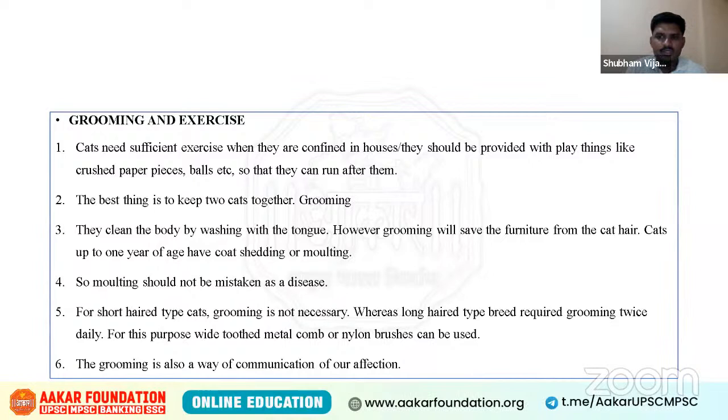Cats up to 1 year of age have a coat shedding and moulting habit. Okay, that's why grooming is necessary. So moulting should not be mistaken as a disease. It's a common and normal finding, but under 1 year age of cats. So it must not be mistaken as a disease, like vitamin A deficiency or ectoparasite infestation. Not necessarily does moulting of hairs mean that the animal is suffering from a disease. Even under natural conditions, normally they will shed their hairs until they become 1 year of age.